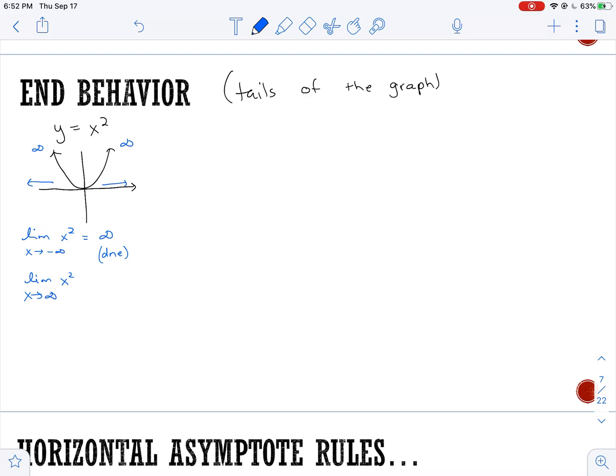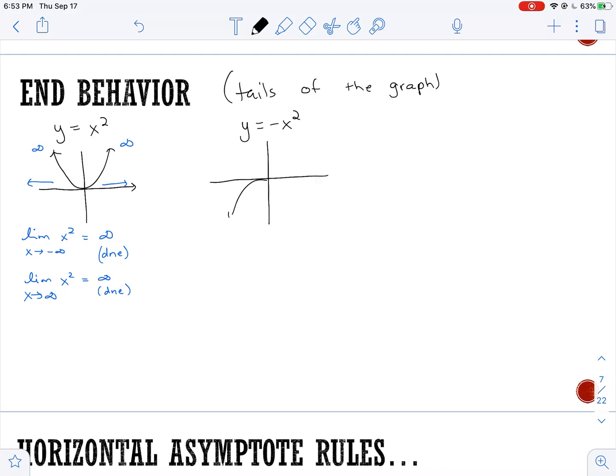And then the limit of this graph as x approaches positive infinity, that's going to be what's happening on the right-hand side as the x values get larger and larger and larger. What are the y values doing? They're also shooting up. So the limit as x goes to infinity of x squared is also positive infinity, or you can say does not exist.